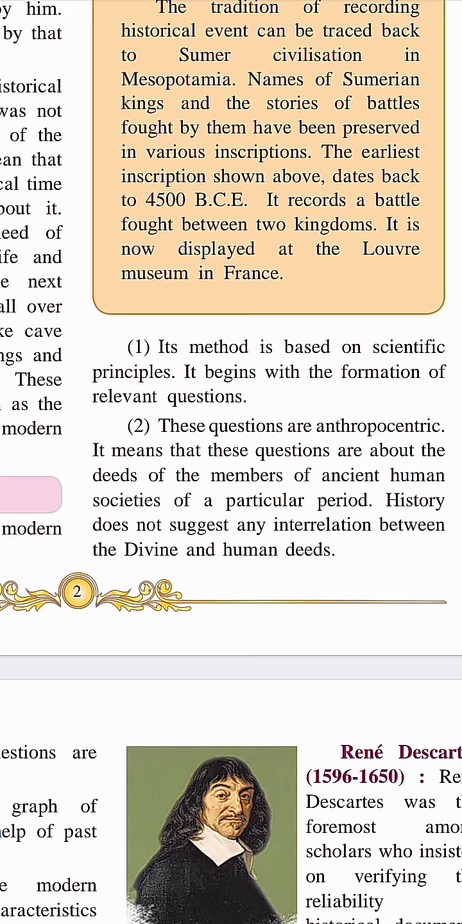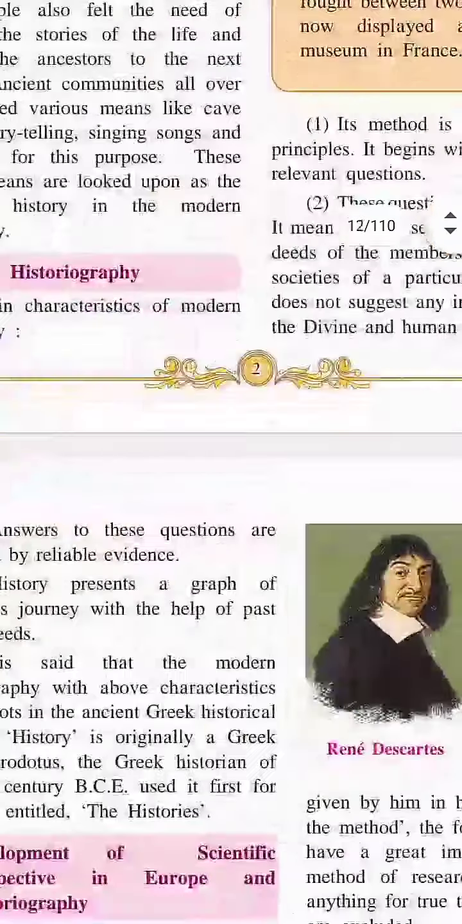The second characteristic is that these questions are anthropocentric. Anthropocentric means that these questions are about the deeds of the members of the ancient societies of that particular period. History does not suggest any interrelation between divine and human needs.